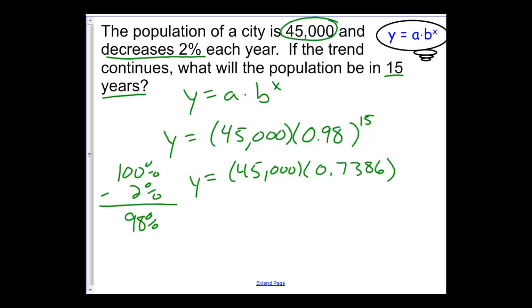And again, I can just do that in my calculator. I can just type the multiplication sign and then 45,000, and it'll do it right away for me. And in your calculator, you'll notice you might have to do a little rounding because we're not going to have 0.6 people in our city's population. And so when I round this, I'm going to call it 33,236 people in that city after 15 years of decay.